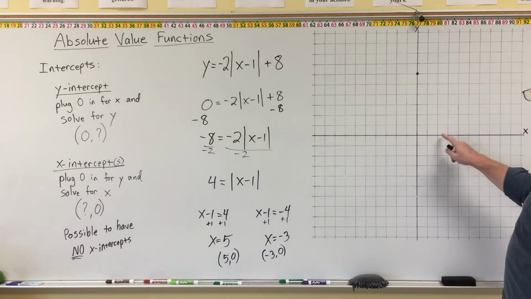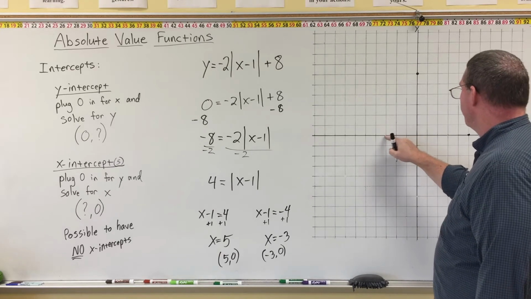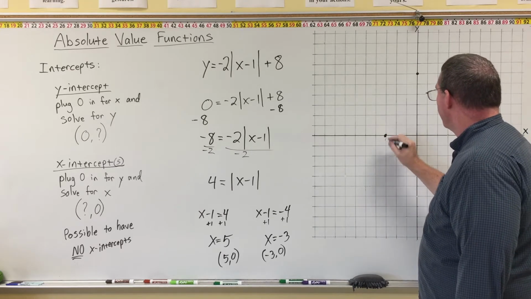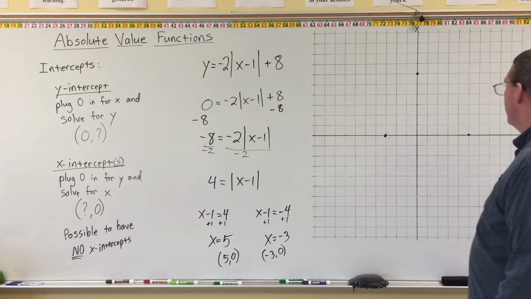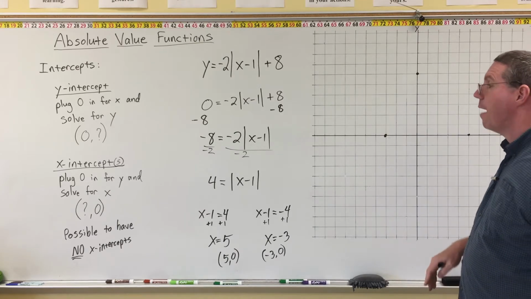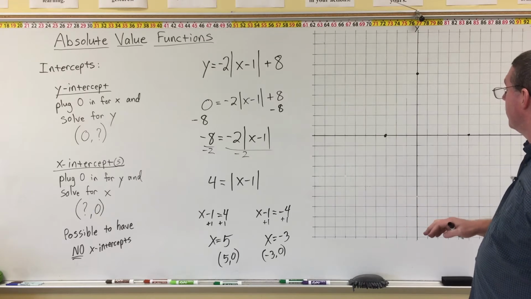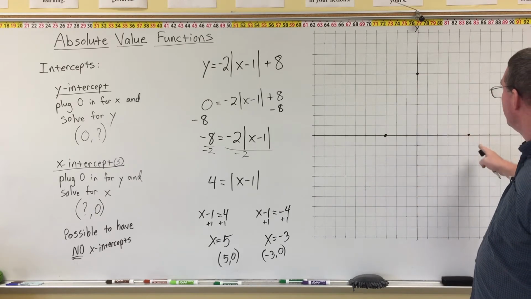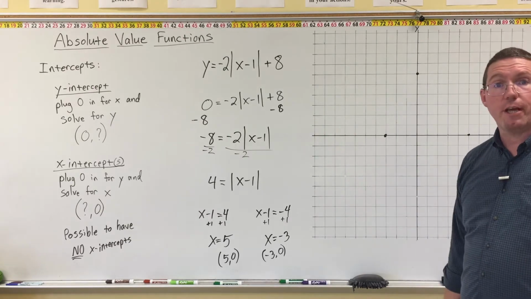5, 0 is 1, 2, 3, 4, 5. That's right here. And then -3, 0 is -1, -2, -3. And these 3 points are on the absolute value function. And what we're going to do in just a few minutes, after we do a couple more examples, is I'm going to show you how to graph an absolute value function, and you'll see that it will fit just fine into these points. Let's do another example of intercepts.